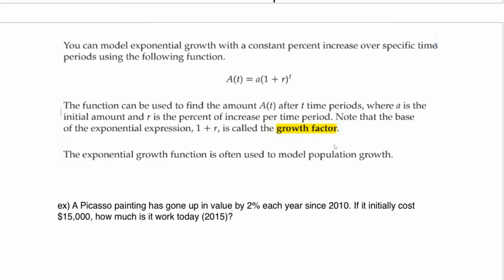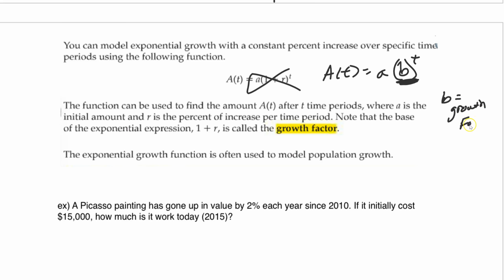Now let's talk about application problems with growth functions. So a lot of things actually grow exponentially. This means it has a really fast growth. And the way we look at it is like this: A(t) equals A times B to the t power. Here's the thing about B though. B is the growth factor. All that means is what rate you're growing by. So B is our growth factor.